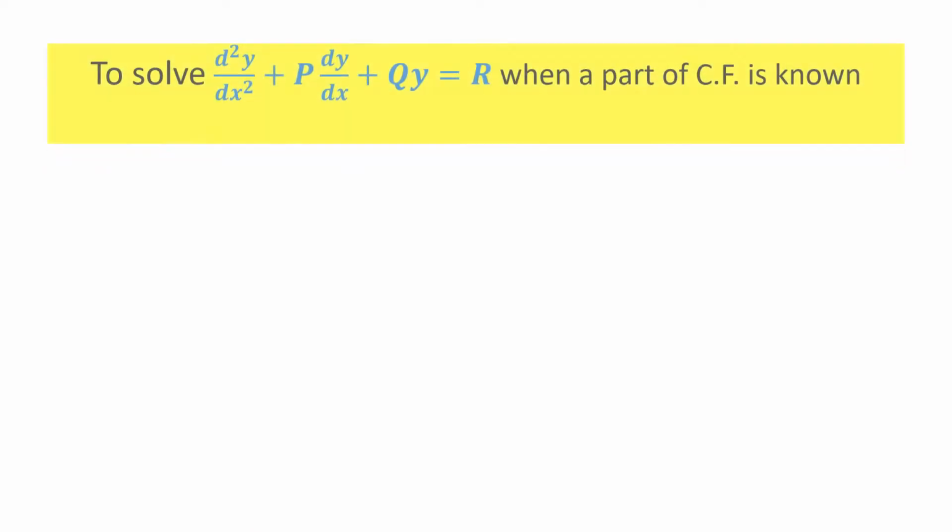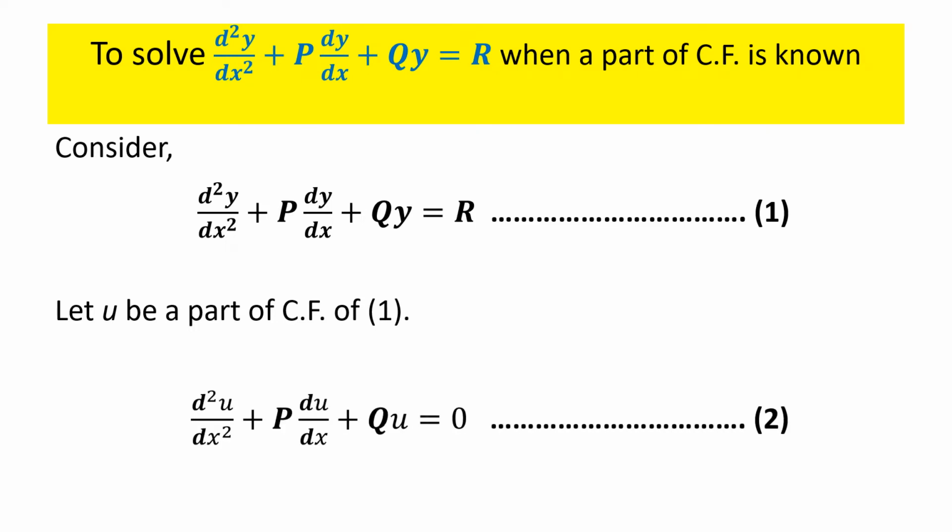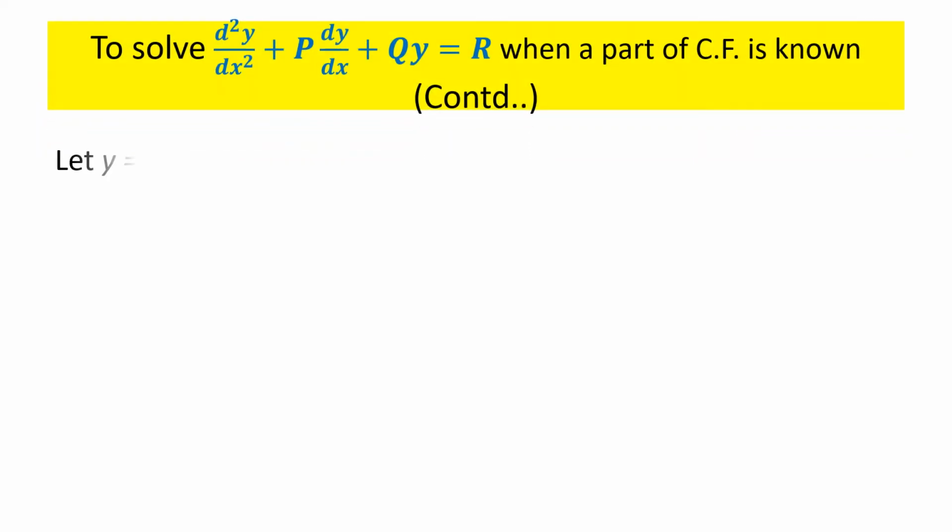For that, consider d square y by dx square plus p dy by dx plus qy is equal to r. We shall take this as equation 1. Let u be a part of the complementary function of equation 1. That means u satisfies equation 1. Therefore, d square u by dx square plus p du by dx plus qu is equal to 0. We shall take this as equation number 2. Let y is equal to uv be the solution of equation 1.